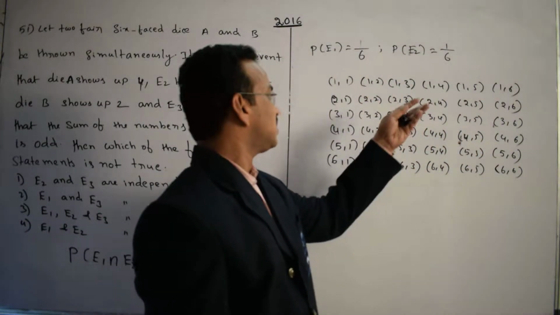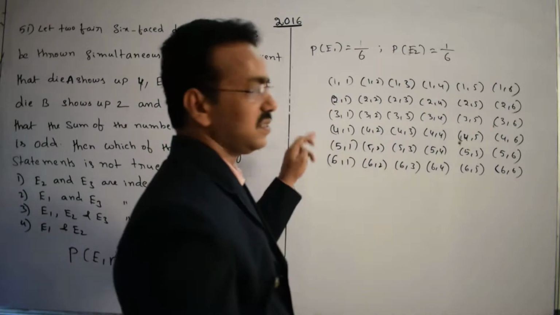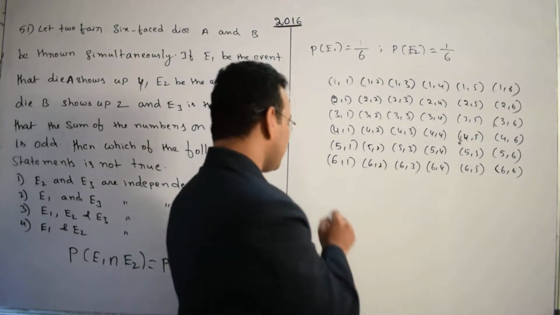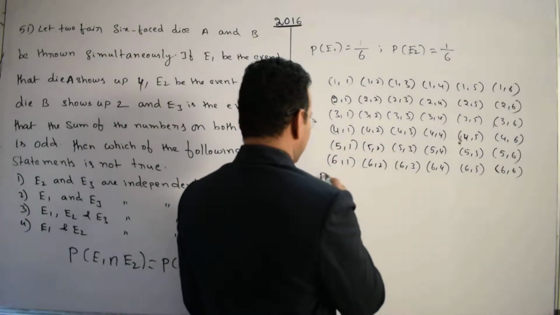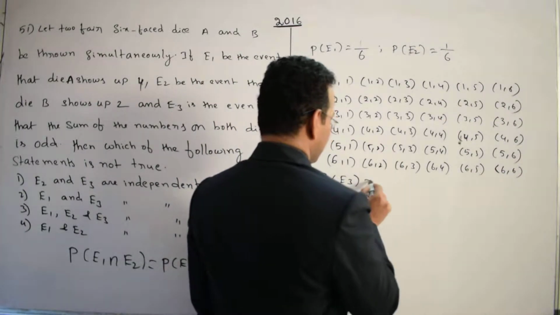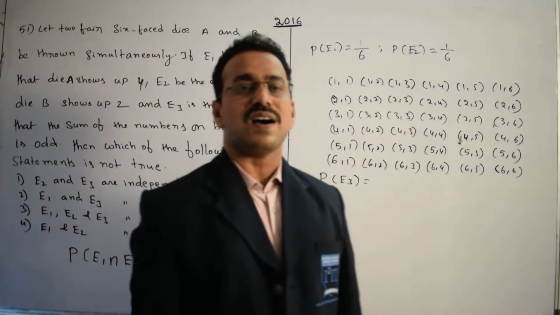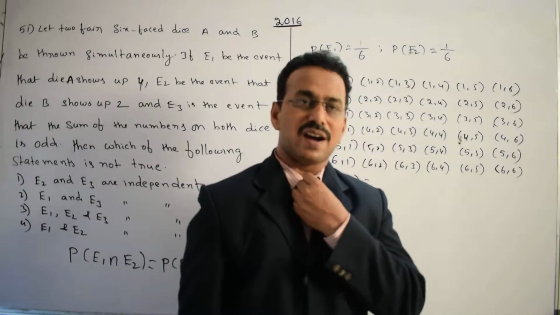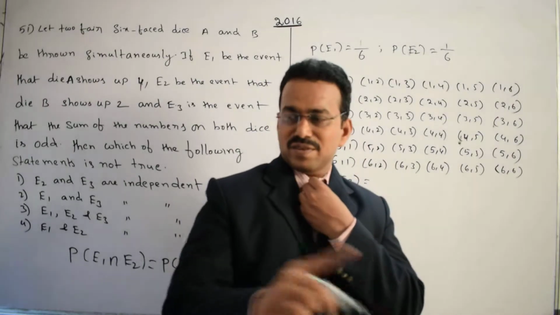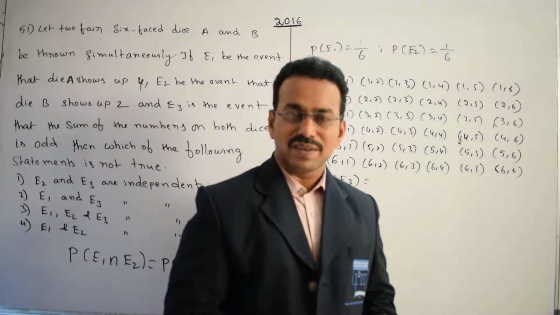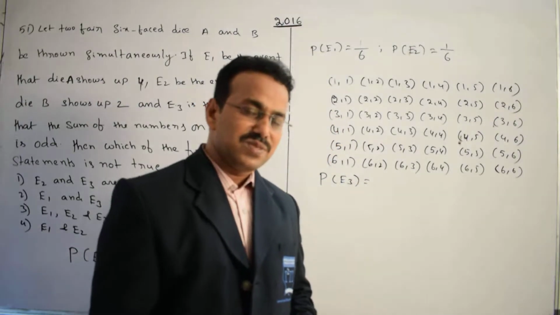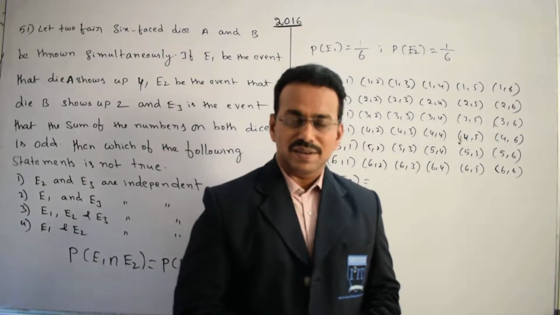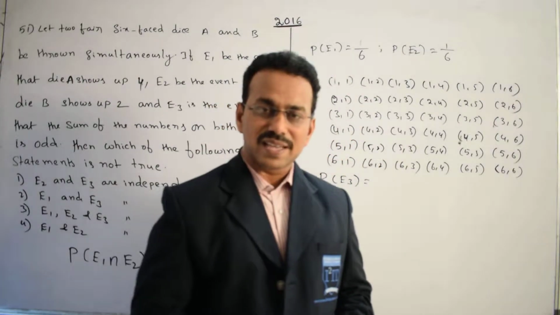In each row there are 6, 1 2 3 4 5 6. These are 36 possible outcomes. Now we will calculate probability of E3. E3 means when two dice are thrown, getting the sum odd. When the sum is odd, one number should be even and the other number should be odd. When you add two odd numbers, you get an even sum. When both numbers are even, you get an even sum. If one number is even and the other is odd, then you get an odd sum.